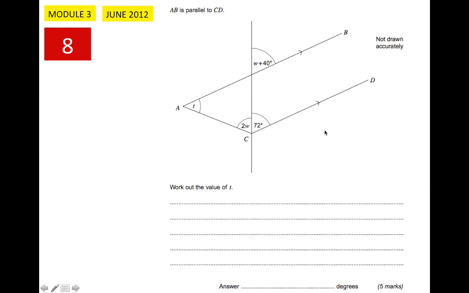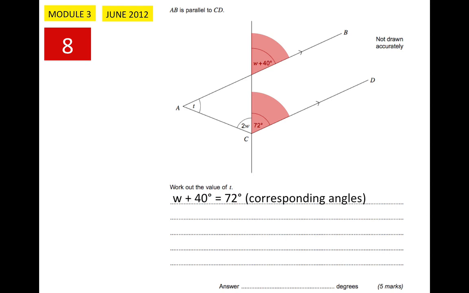Well, before we do that, let's have a look at what we've got. We've got two parallel lines there and a third line that crosses them. And when we've got that situation, then we have two angles that I've marked in red there that are equal to each other. So the W plus 40 is equal to the 72. So we can use that to work out what W is.